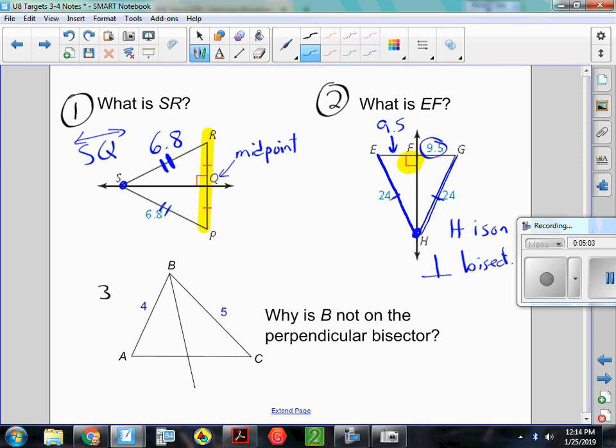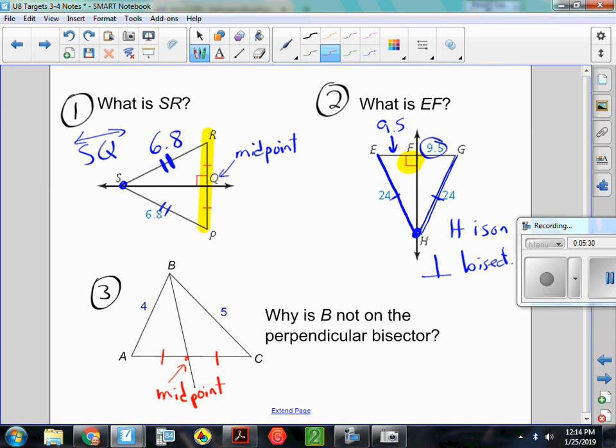Example 3 that I have down here is actually showing something that's not a perpendicular bisector. My question is, why is B not on the perpendicular bisector? And what I meant to draw in there was that those two bottom parts are still congruent. So in this triangle, I see that there is a midpoint. And the answer to my question is not that I don't see the box for the perpendicular.